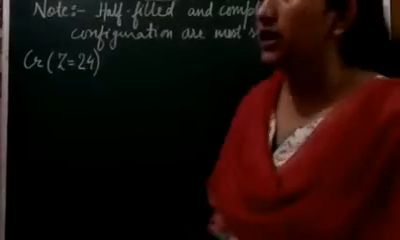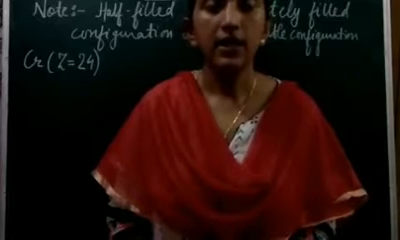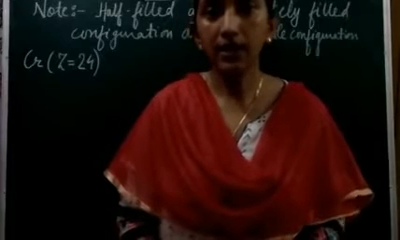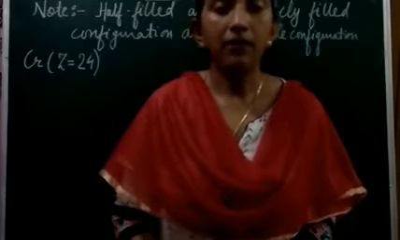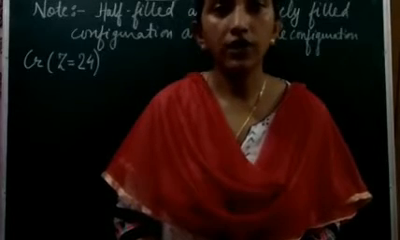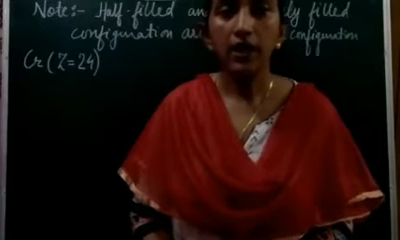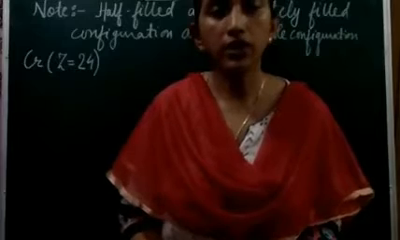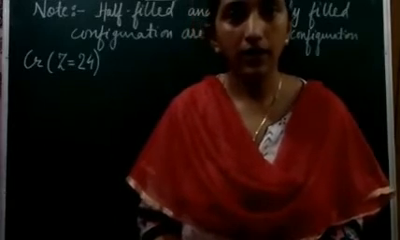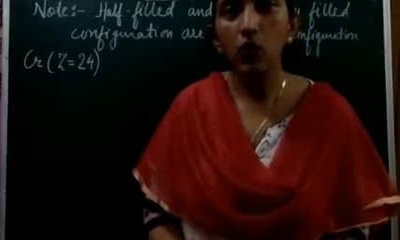Now students, here we are going to discuss the exceptional cases, right? And we have to keep this thing in mind. The note is that the half filled and the completely filled electronic configuration is the most stable one. Now we'll see where we are going to apply it, and we will also discuss why it is so. Let us first see the application.